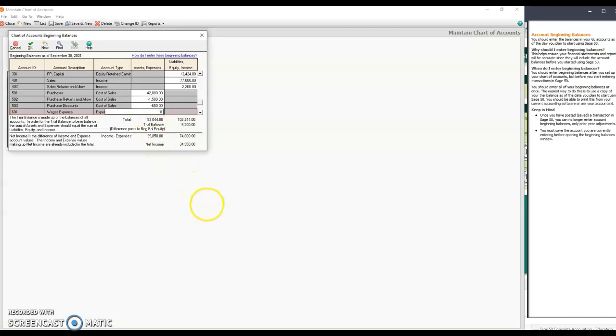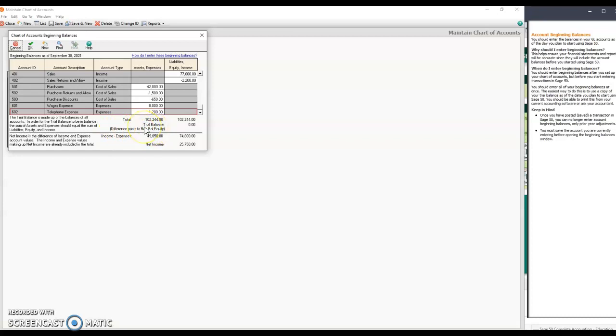We only have 2 more accounts. We have wages expense, which is a regular expense, so that's a debit, and telephone expense, which is $1,200, and that would be a regular debit too. Now, when you're done, you want to make sure that the total debits equal the total credits, and the trial balance is out of balance 0. And it tells you the difference is going to post to beginning balance equity.